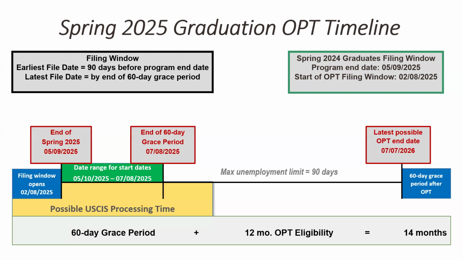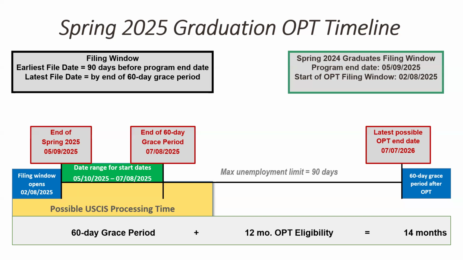Now, the possible start dates that you could choose based on a May 9th end date would be May 10 through July 8th. So you have to make sure that the start date that you choose is within that date range. Now, the latest possible end date would be July 7, 2026. Now, you only get 12 months maximum of post-completion OPT. But this end date will become important when we consider possible delays.